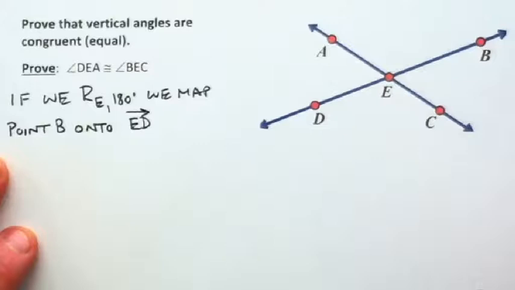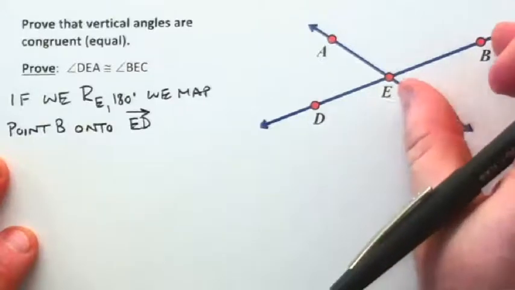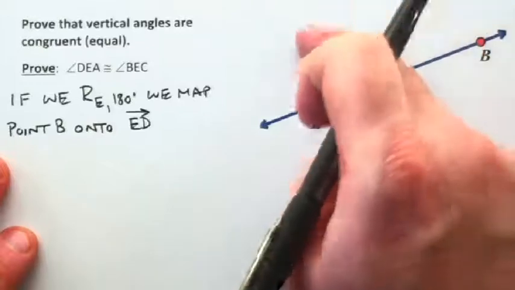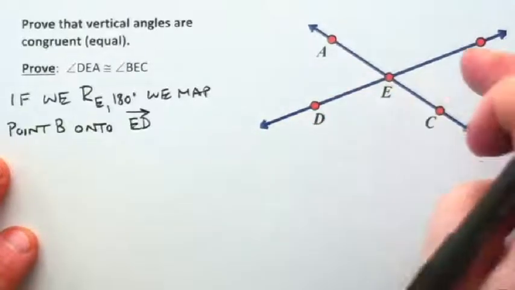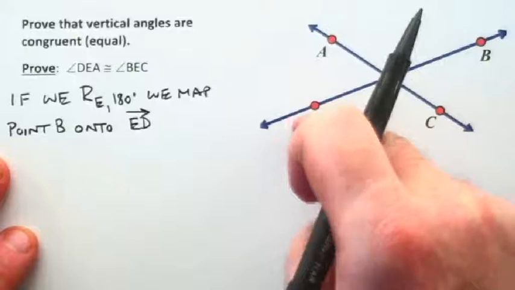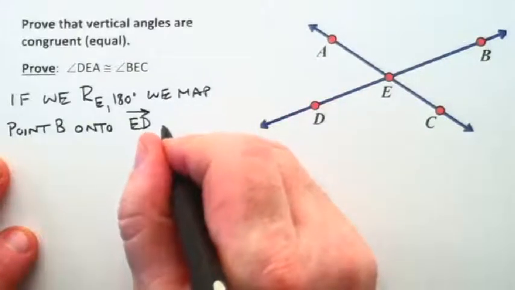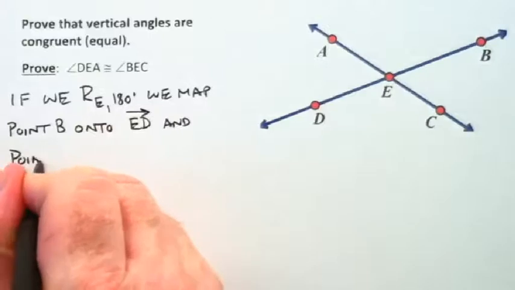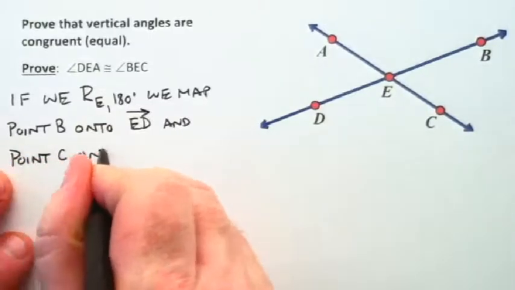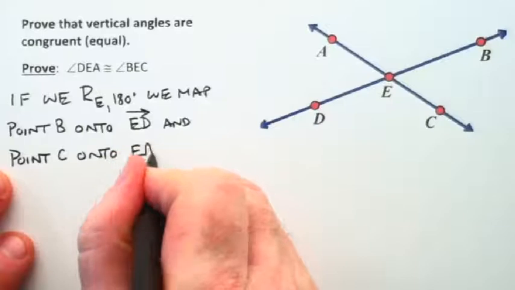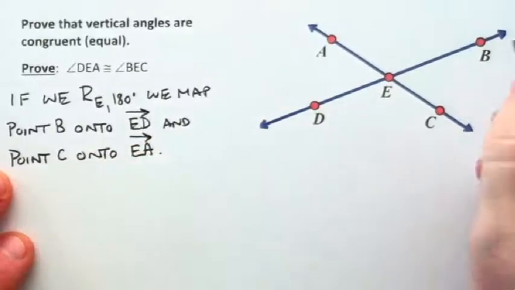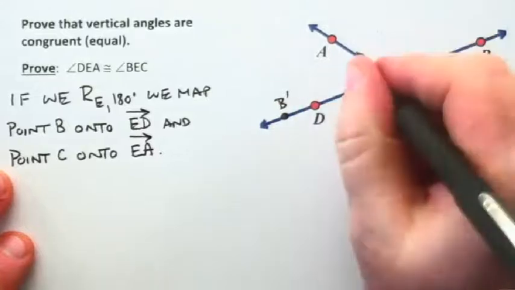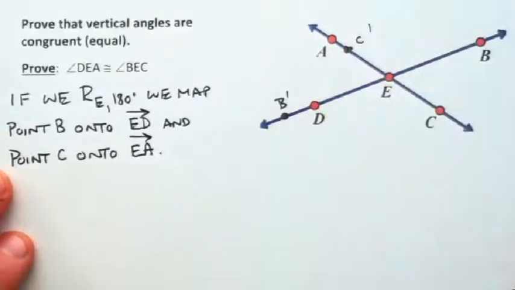In other words, by definition of 180 degrees, if you rotate something 180 degrees, it will be on the opposite ray that it is currently on, and so that would be on this one. And it would also be true that that same thing would map point C onto ray EA. So B would get mapped somewhere equidistant on the opposite ray. C would get mapped on its opposite ray in equal distance.